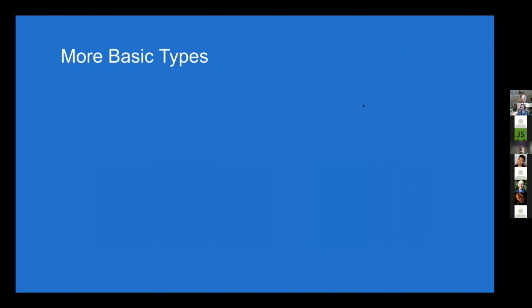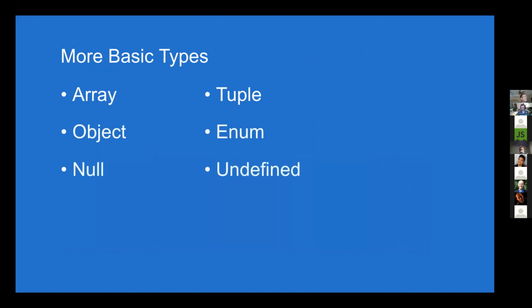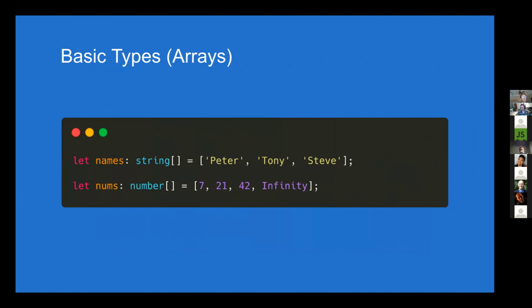More basic types that we're going to go over are arrays and tuples, objects and enums or enumerations, null and undefined, unknown and any, and never and void. First up, we have arrays. Just like JavaScript, TypeScript allows you to work with arrays of values. Arrays can be written in two ways.